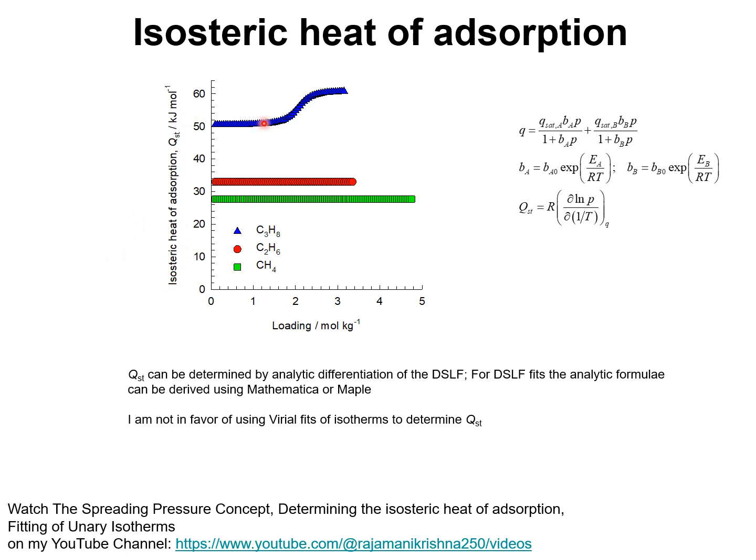And the values for QST are provided here for methane, ethane, and propane. For propane, we see that there is a clear inflection in the isosteric heat of adsorption. This is a reflection of the inflection in the unary isotherm data. I am not in favor of using virial fits of isotherms to determine the QST. The far better procedure, that is a fundamentally correct one, is to use temperature dependent Langmuir parameters, or indeed Langmuir-Freundlich parameters, to determine the QST.